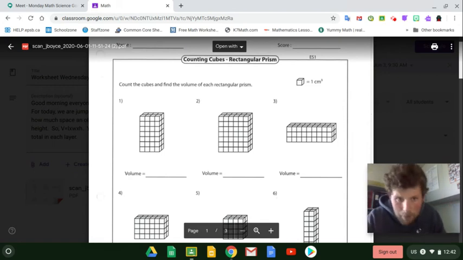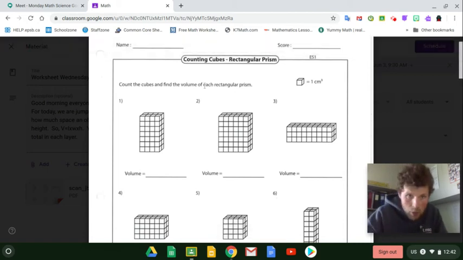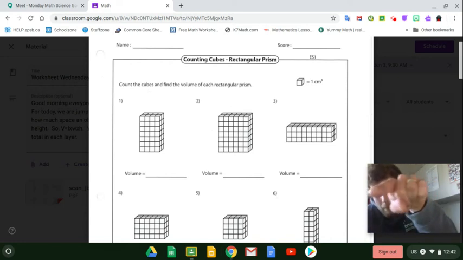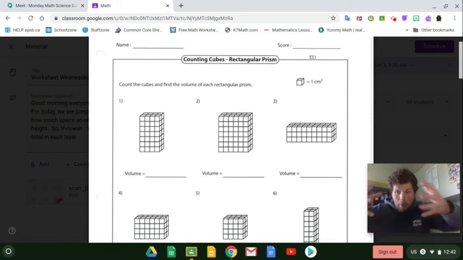Now, we have a couple of questions on these worksheets. I gave you two worksheets which have the cubes drawn. So you could just try to count up how many cubes there are within it. That's what volume is. How much space, how many cubes does it take up?